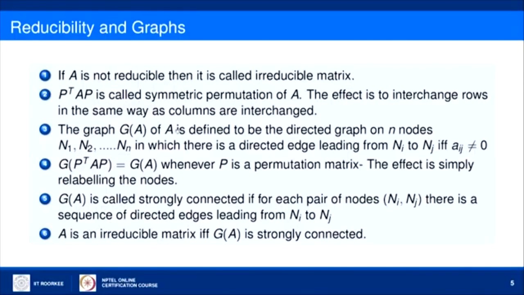Now, if GA is the graph of A, then G of P transpose AP equals GA, whenever P is a permutation matrix. The effect is simply relabeling the nodes. Here, this graph is called strongly connected if for each pair of nodes ni, nj, there is a connection of direct edges leading from ni to nj. It means you can reach from ni to nj by a sequence of edges.